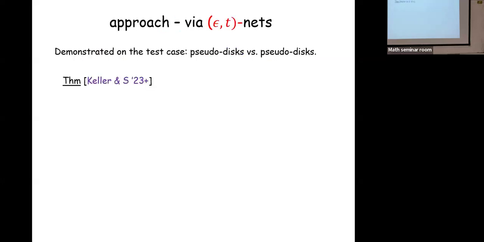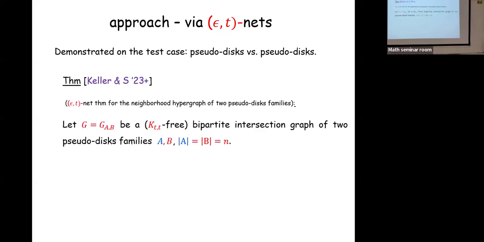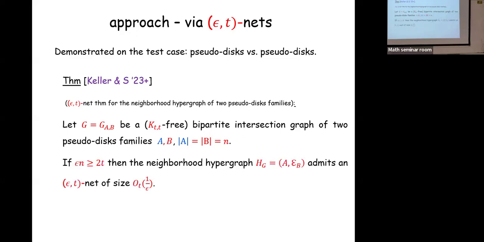Why does this relate? We were able to prove even a better bound of 1 over epsilon for the special case of the intersection graph of two families of pseudo-disks. They define a hypergraph like before: every vertex, look at its neighbors, this is the hyperedge, and so on. And then we have an epsilon t-net of this size.